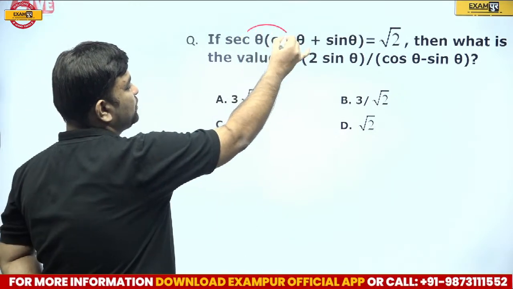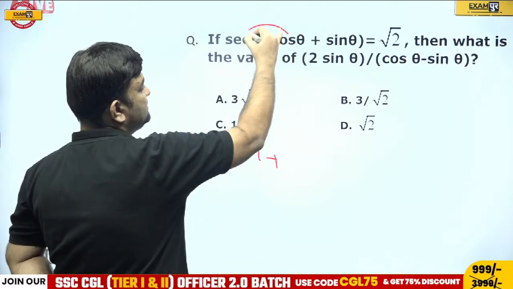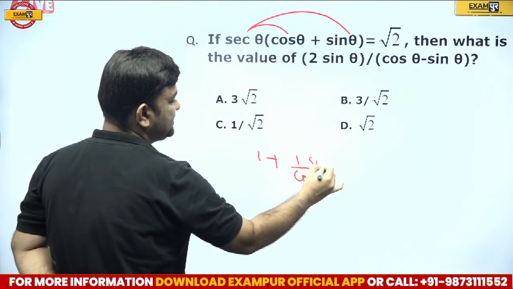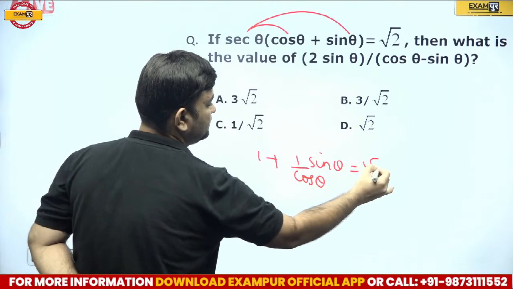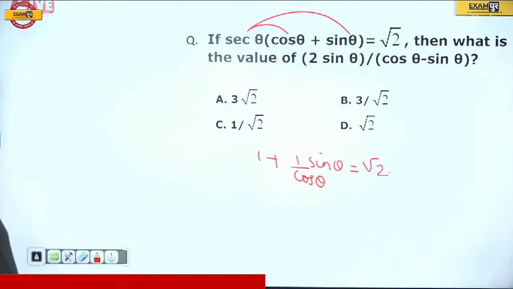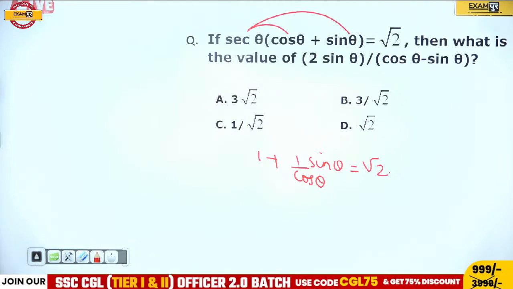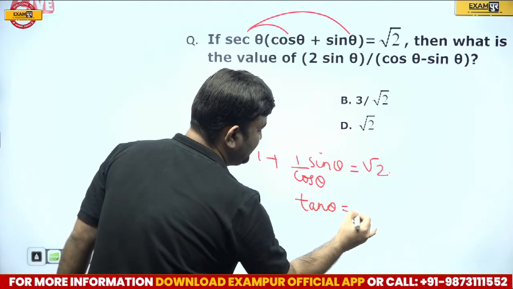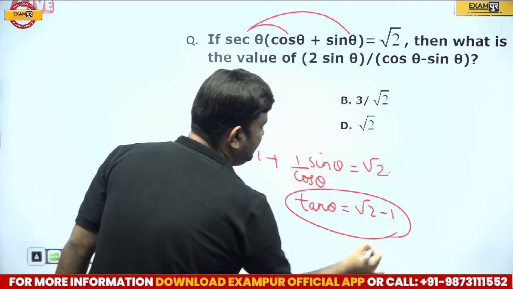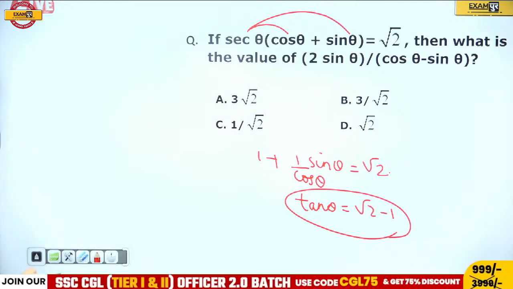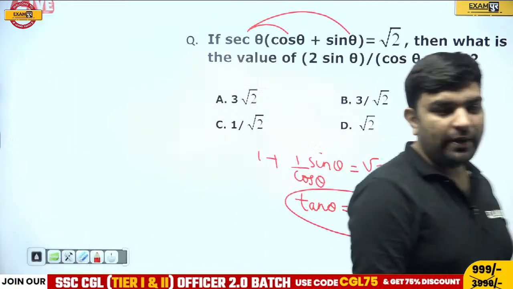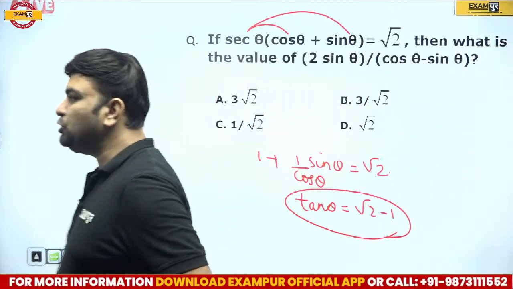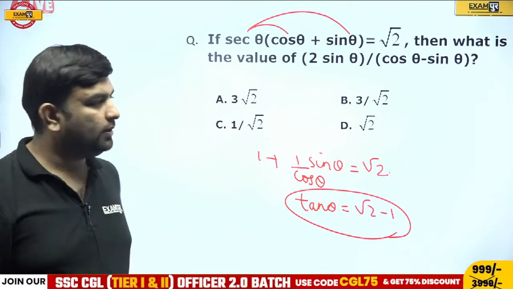Sec into cos is 1. Sec into sine is, sec is 1 upon cos into sine. Okay, so this is tan theta is equal to root 2 minus 1. What is tan theta? Root 2 minus 1. 1 plus tan is root 2. So tan theta is root 2 minus 1.